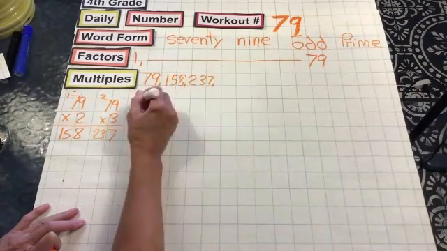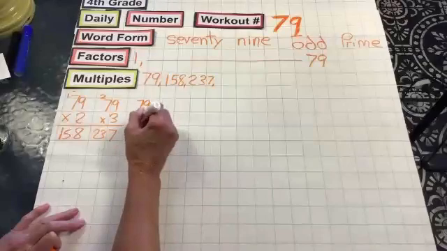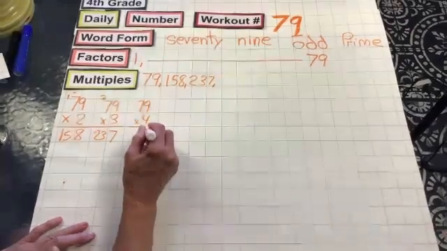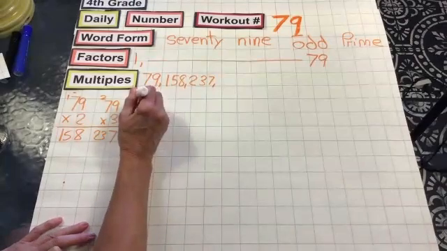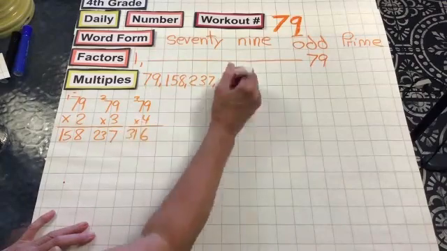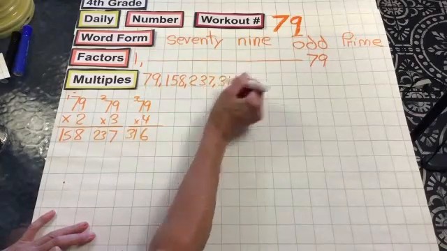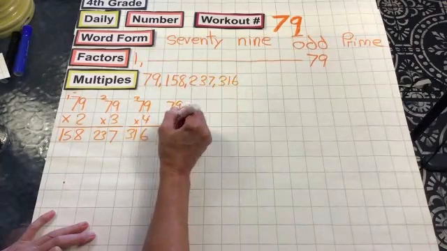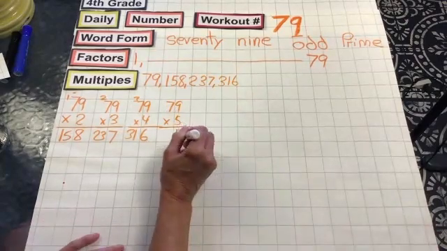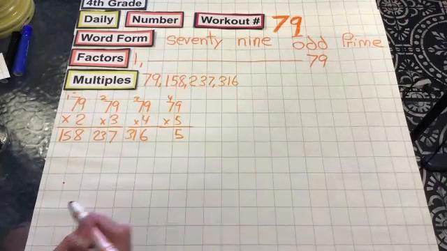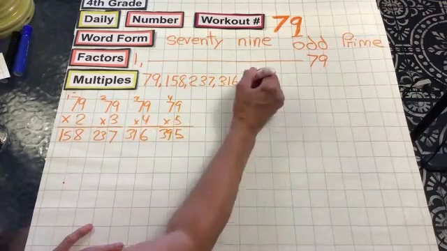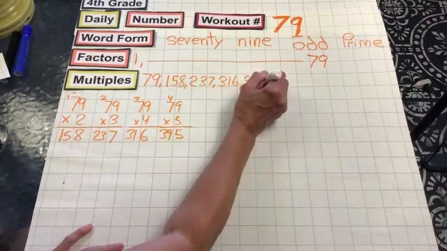3 times 7 is 21, plus 2 is 23, 237. 4 79s. 4 times 9 is 36, drop the 6, carry the 3. 4 times 7 is 28, plus 3 is 31, 316. 79 times 5. 5 times 9 is 45, drop the 5, carry the 4. 5 times 7 is 35, plus 4 is 39, 395.